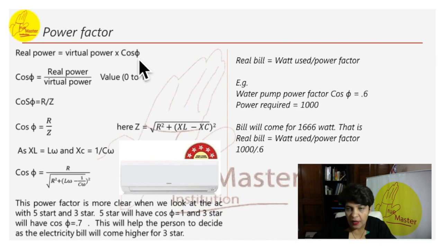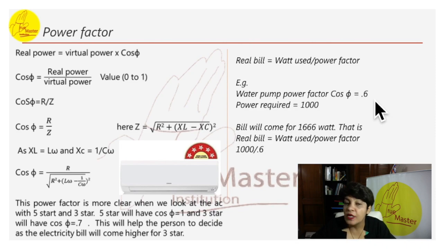Let me put it in another way with one more example. If we buy, say, a motor pump with cos phi, that is, power factor, given as 0.6. Any box you purchase, if you look around, the power factor is always written there. So if the power factor for this is written as, say, 0.6, and we are buying a water pump, the power required for this pump is 1000 watt.